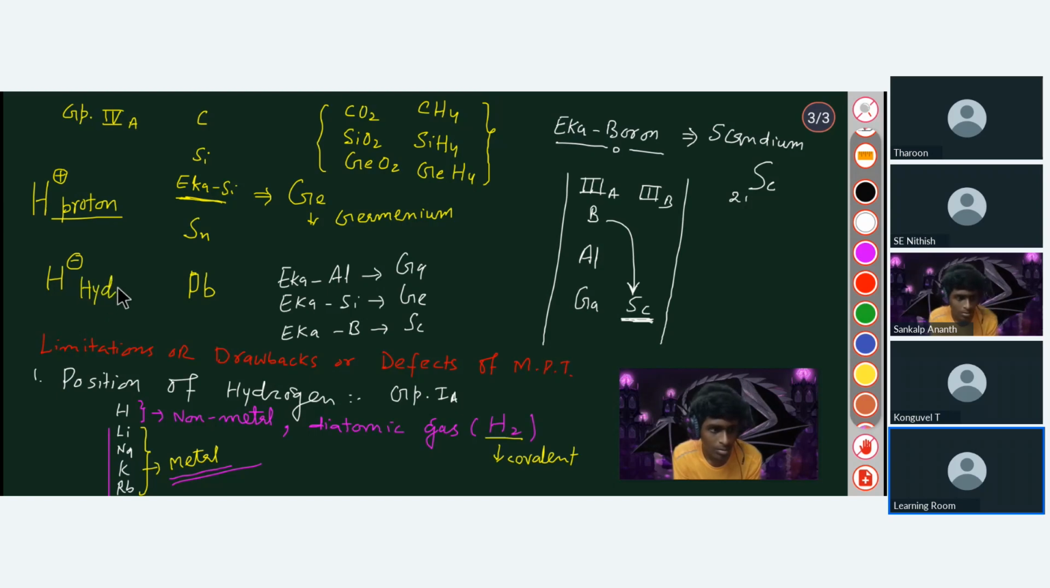This is very important. If it loses one electron, it is just a proton. It is no longer an atom, because the electron has been removed and there are zero neutrons, so it is just the proton only. That's why I call H positive a proton. Minus means it has gained one more electron, so this is your hydride ion.